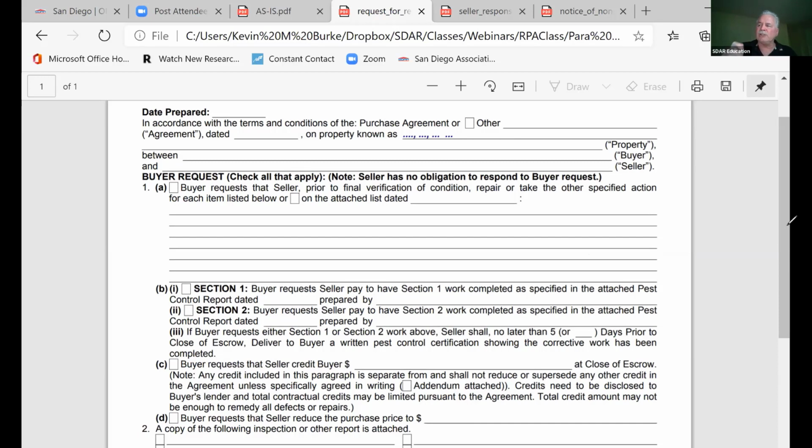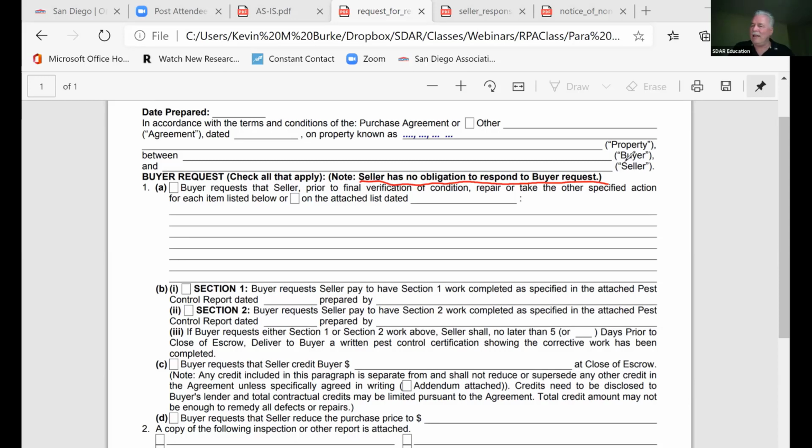Note, seller has no obligation to respond. So what have I told you before? No response is a response too. If the seller doesn't respond and you're pretty clear that the seller has received the request and the seller chooses not to respond, then that means no.